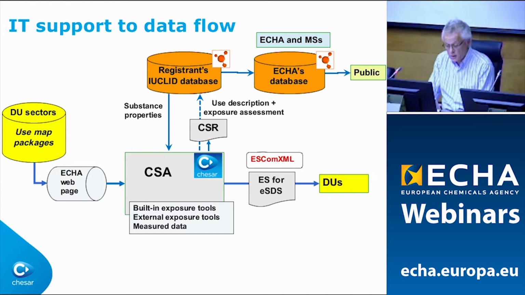A second route is the information that goes to the downstream users in the market, where the exposure scenarios are used for communication. ECHA exports the information on safe use to downstream users in an XML exchange format, which would then need to be included and further processed in the downstream users' systems.